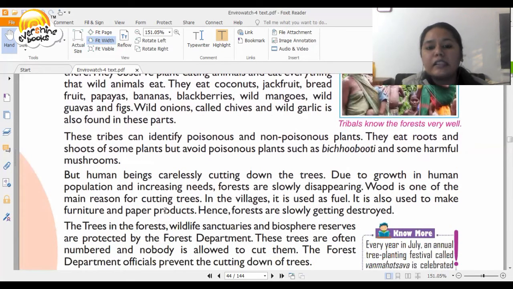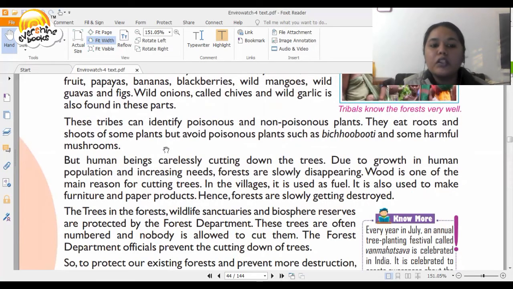But human beings are carelessly cutting down the trees. Due to growth in human population and increasing needs, forests are slowly disappearing. Wood is one of the main reasons for cutting trees. So, what is the term that is used when forests are cut in large numbers? It is called deforestation. And deforestation is something which has created so many environmental problems.